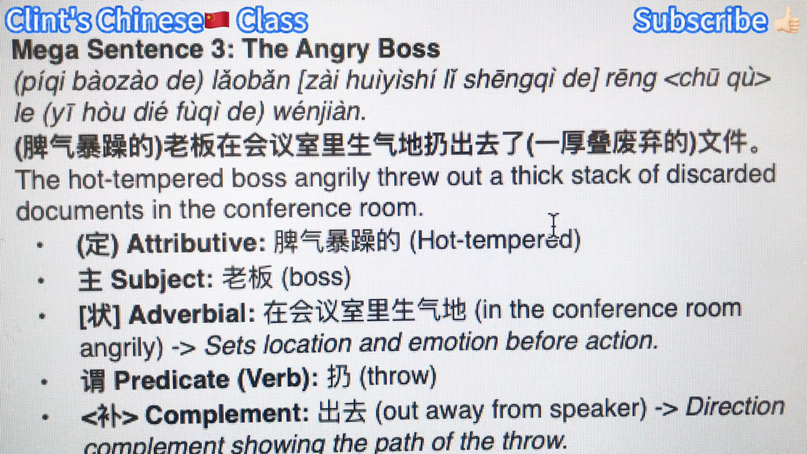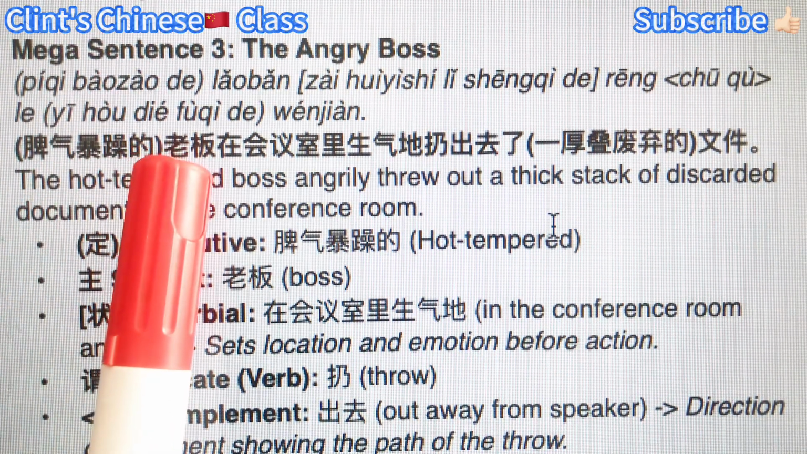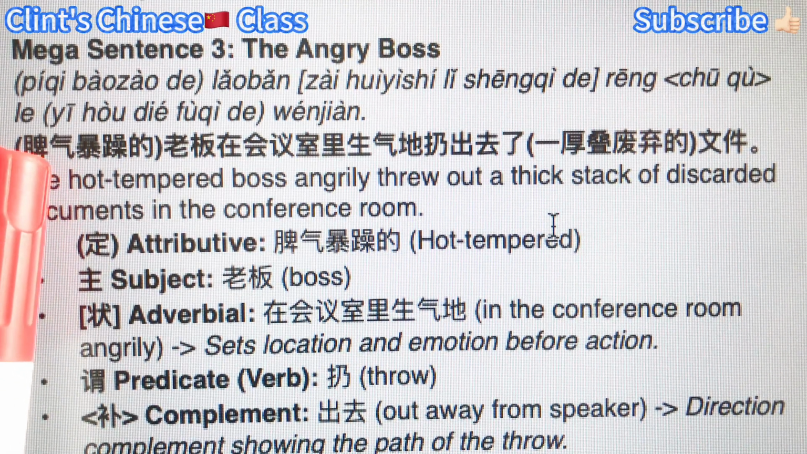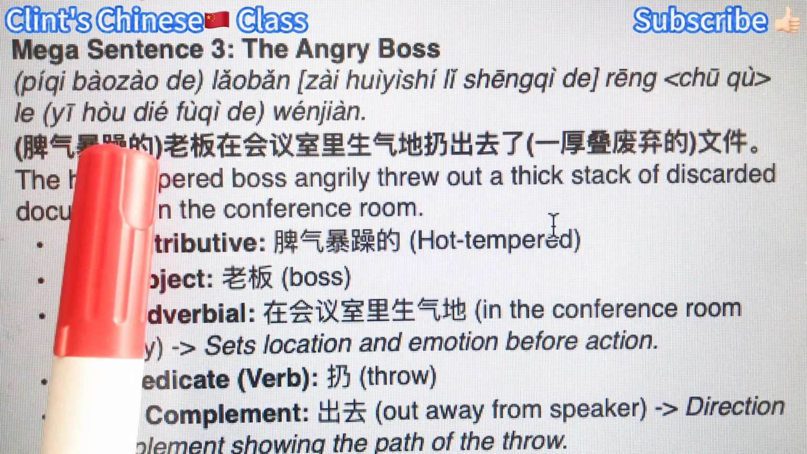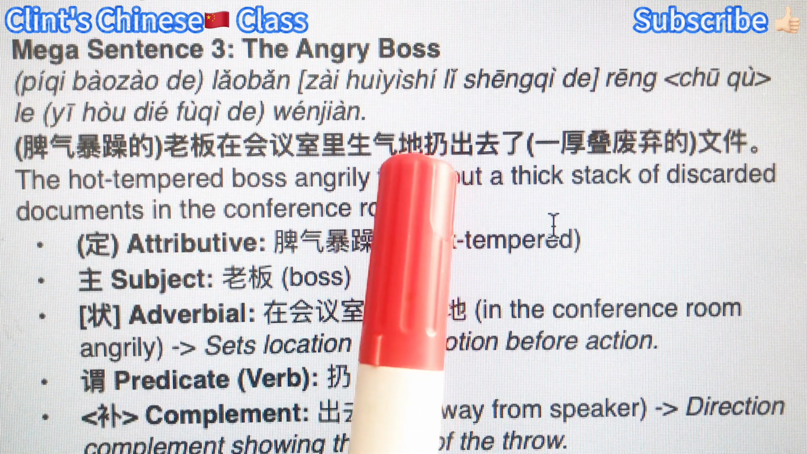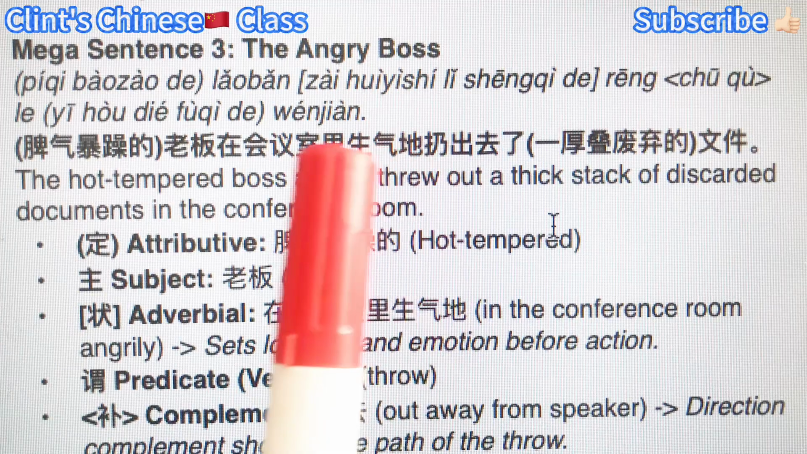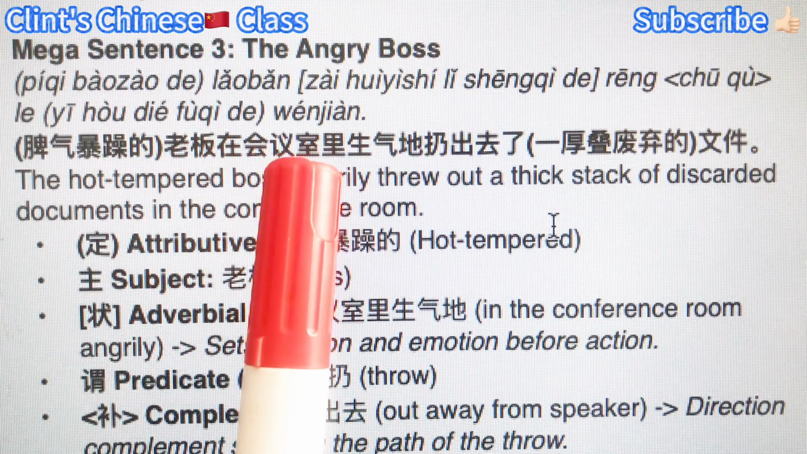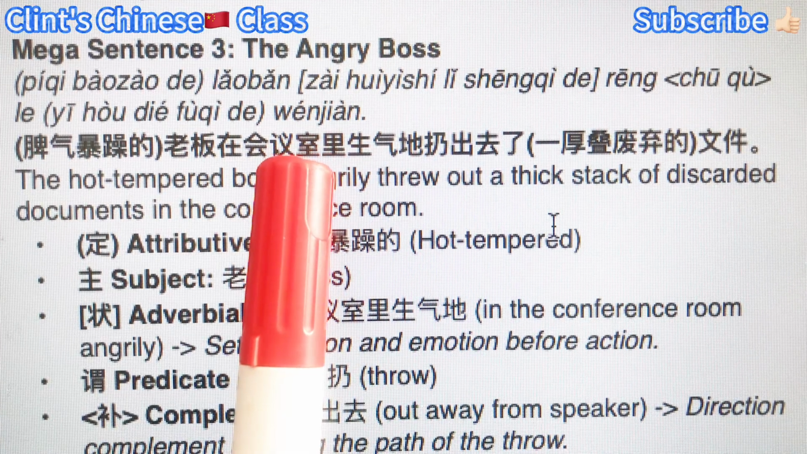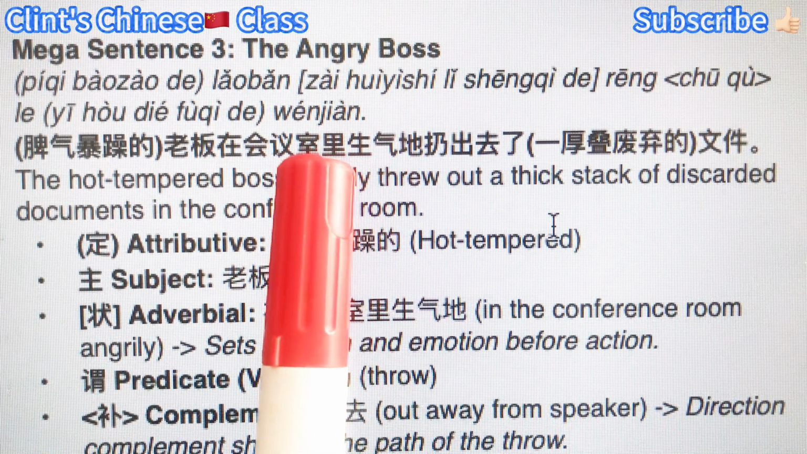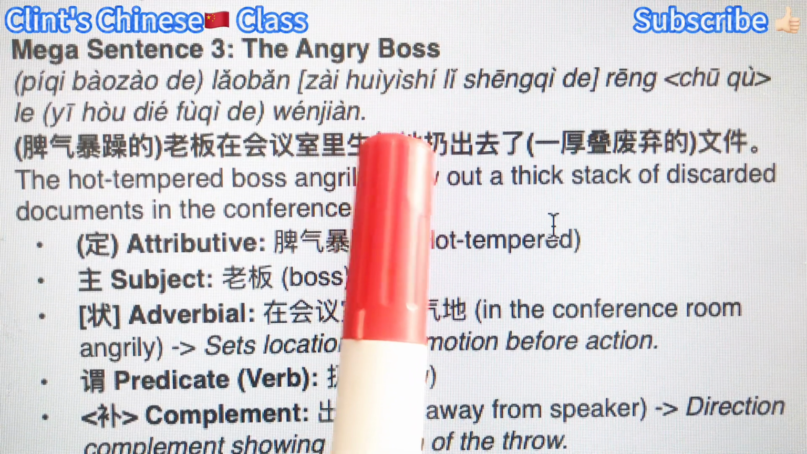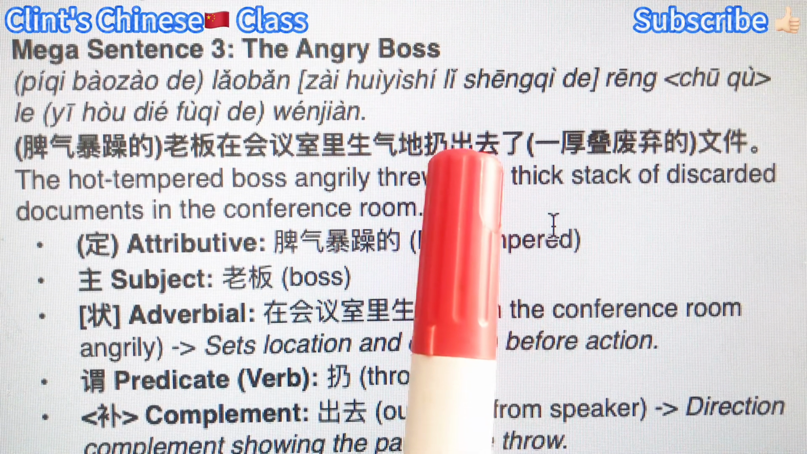Now let's modify the subject, modify the noun with the adjective clause or adjective phrase. 脾气暴躁的, hot-tempered. Okay, now let's modify the verb throw. 在会议室里, in the conference room, the location adverbial. 生气的, angrily, another adverb.